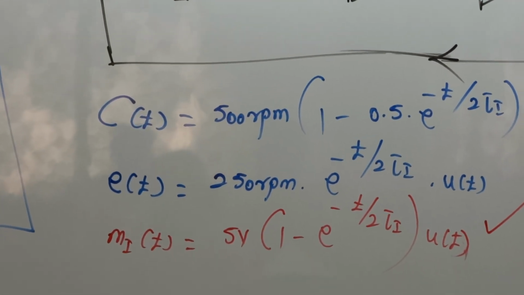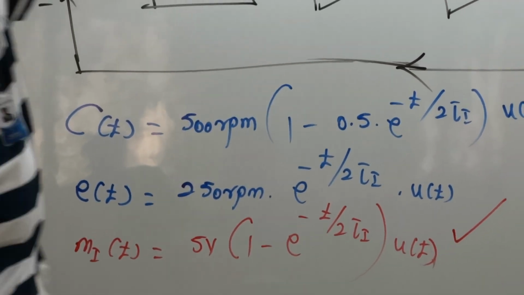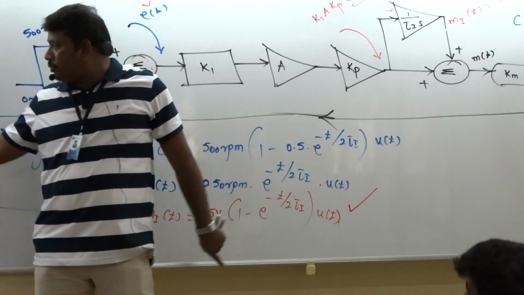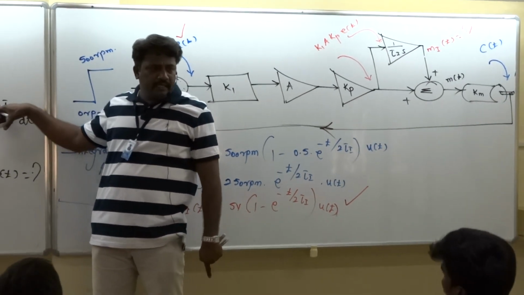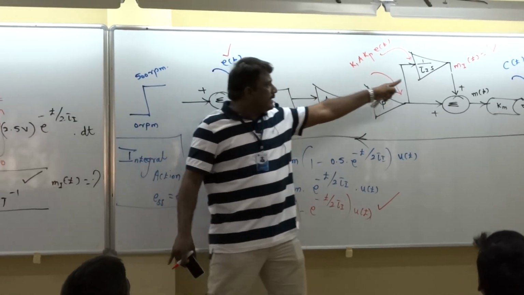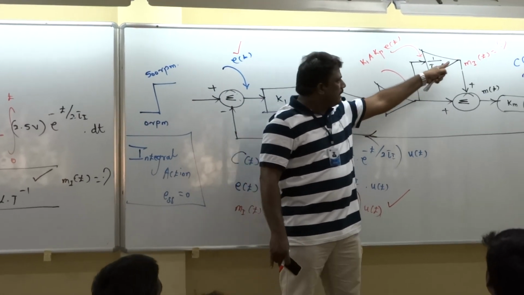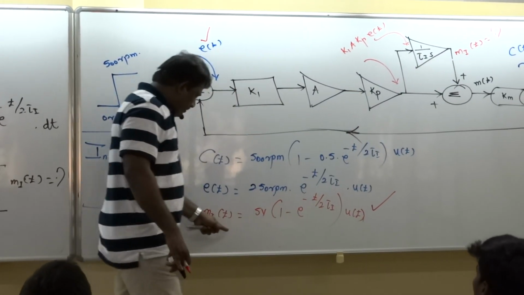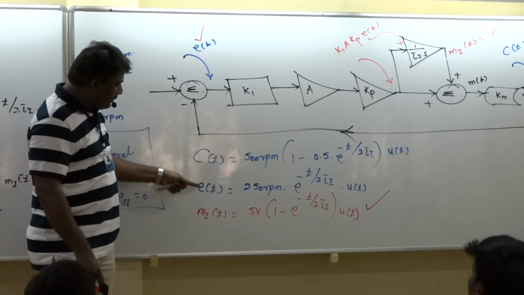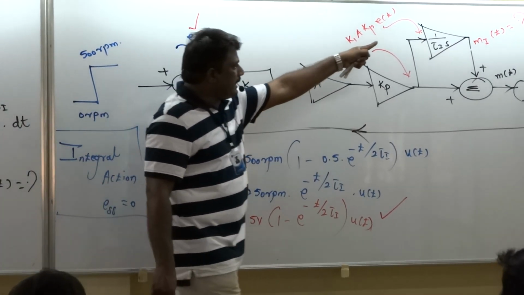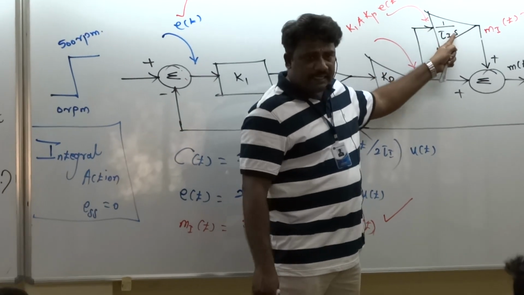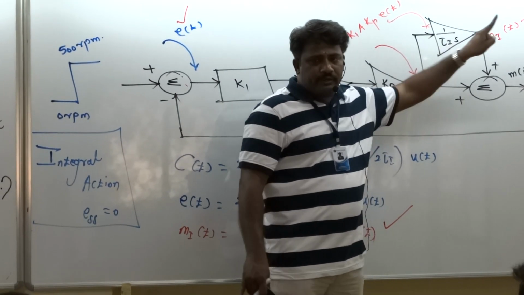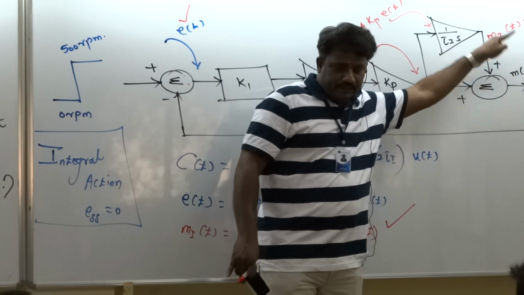So the actual signal to the integrator is in volts, correct? From the signal 2.5 volt into e power minus t by 2 tau y. That is what is integrated by this integrator, producing this output. Okay? So this is error in RPM, but actually the integrator gets the error in voltage, integrating the voltage error signal and producing an output voltage signal. Okay?